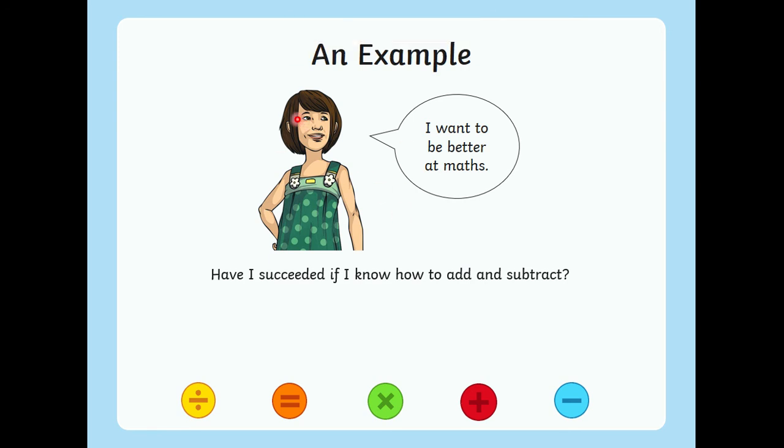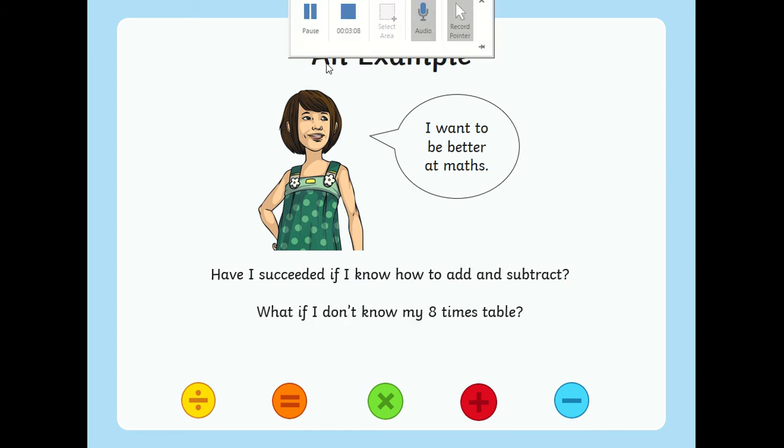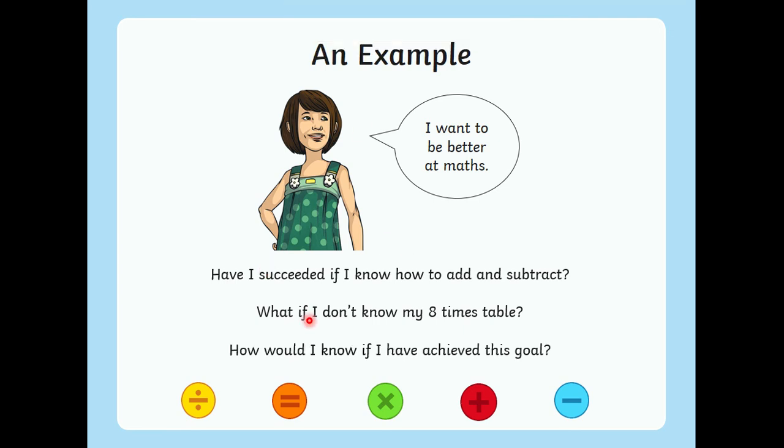Because how does she know she's succeeded if she's got a really woolly target? Has she succeeded if she knows how to add and subtract? Well, it doesn't say in there. Does it mean if she doesn't know her 8 times table, she hasn't succeeded at this target? That's why it's important to set a specific target, because it actually helps us, and it helps you feel more proud of yourself when you actually reach that small step. So again, a reminder, how would she even know she has achieved this goal? That's why specific is the key.